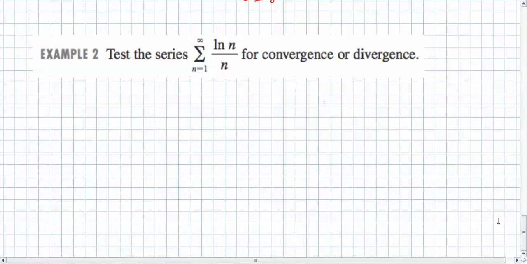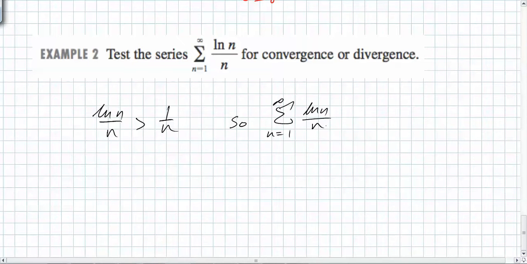Does it converge or does it diverge? So we have to make it look like something that we know converges or diverges. Any ideas? No, you're right. So what do you know about this? You know that ln n over n is greater than 1 over n, right? So this right here, the sum from n equals 1 to infinity of ln n over n.